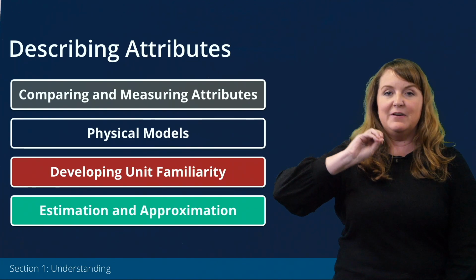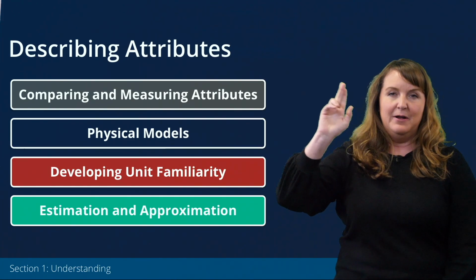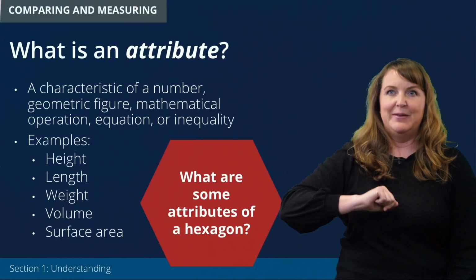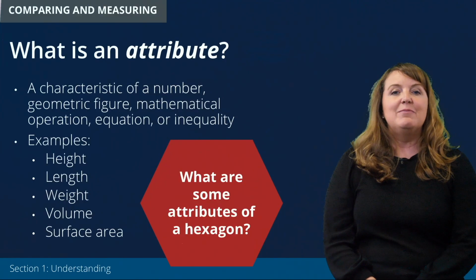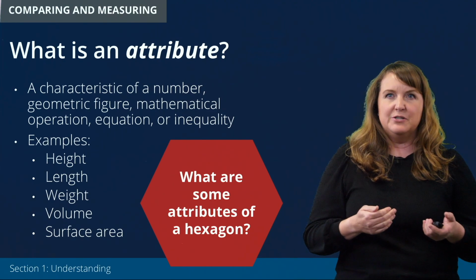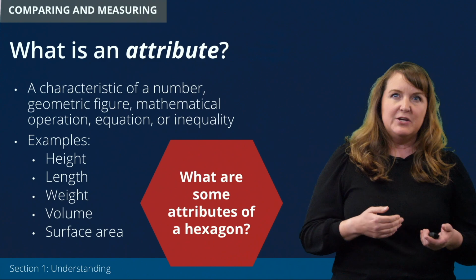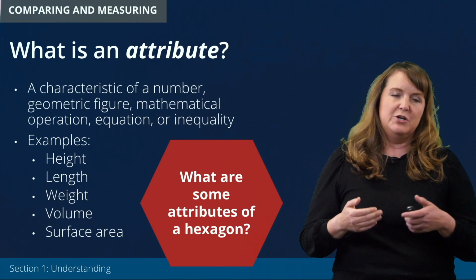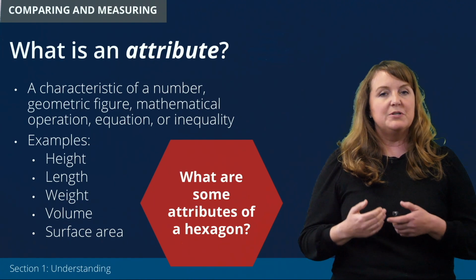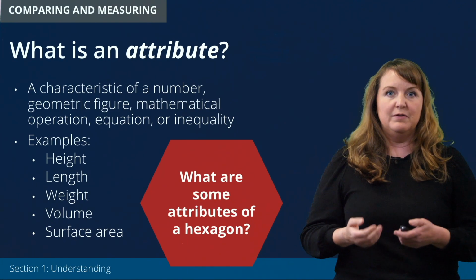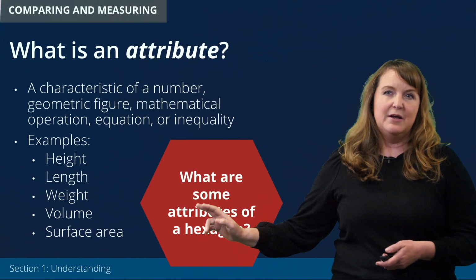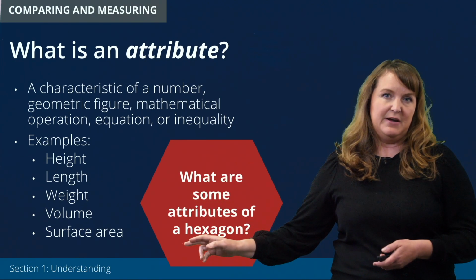There are 4 different areas that we are going to talk about. The first is comparing and measuring attributes. So what do we mean when we're talking about an attribute? Well, an attribute is a characteristic of a number, a figure, an operation, equation, or an inequality. And some of the attributes that are important when it comes to measurement include the following: height, length, weight, volume, and surface area.